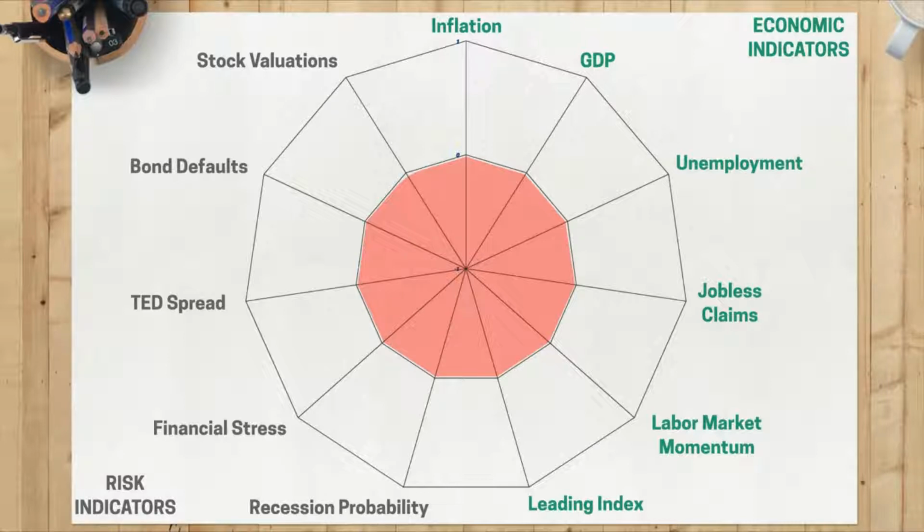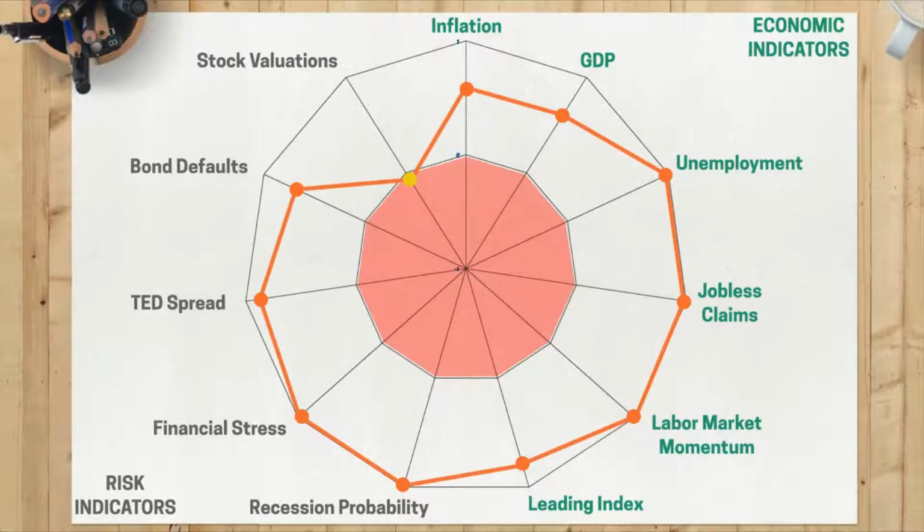The orange line connects each data point and paints a picture, if you will, of our overall sentiment regarding the economy and risk. As an example, this chart shows where conditions were in June of 2017.